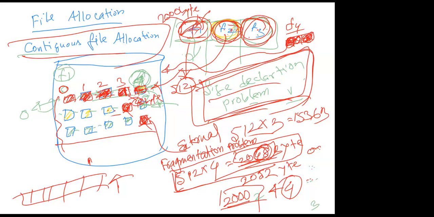In these 48 bytes, you cannot store any other file. This type of problem is called the internal fragmentation problem. Internal, because you cannot store data from two different files in the same block. This 48 bytes will be wasted. This is known as the internal fragmentation problem.